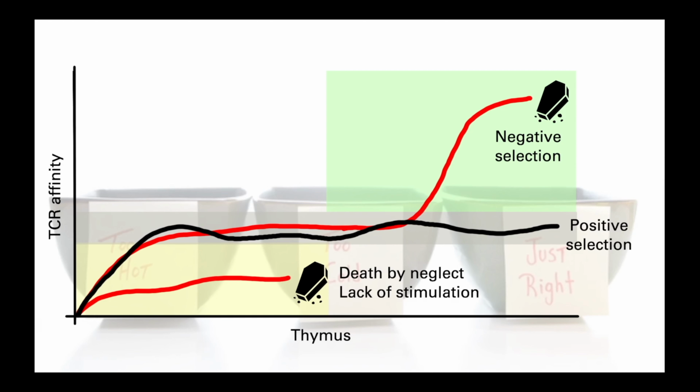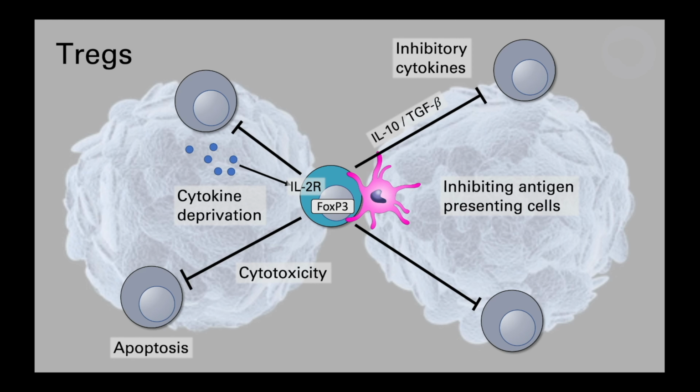Now, negative selection does a great job of removing autoreactive T cells, but as I've said, some do slip through the net. So the body also has other mechanisms to induce self-tolerance. A rapidly growing area of interest for immunologists is regulatory T-cells, or Tregs, which directly and indirectly suppress the proliferation of autoreactive T-cells.